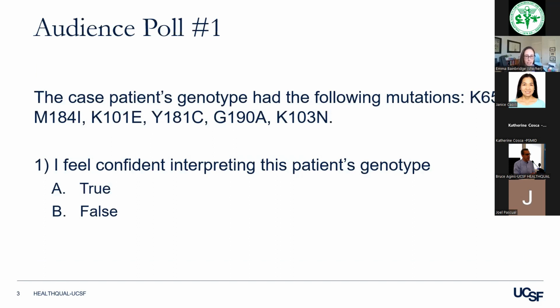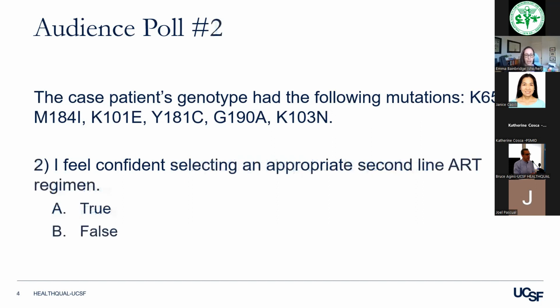So I have two audience polls based on this genotype. I'm going to go through the two questions, and then we'll pull up the poll for you all to respond. The case patient's genotype had the following mutations: a K65R, M184I, K101E, Y181C, G190A, and K103N. The first question is a true-false question: I feel confident interpreting this patient's genotype. And the second one is: I feel confident selecting an appropriate second-line ART regimen. So if we could pull up the poll now, that would be great.